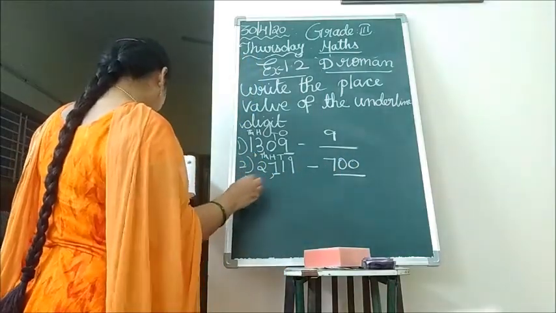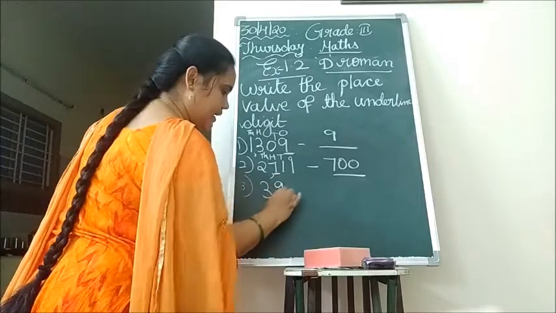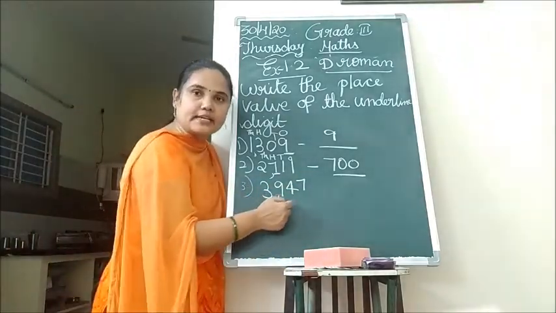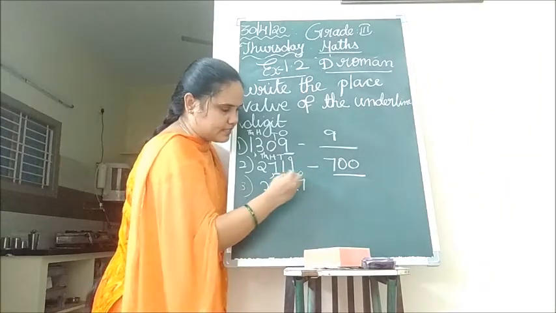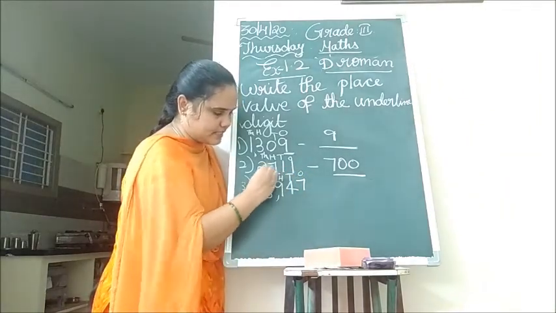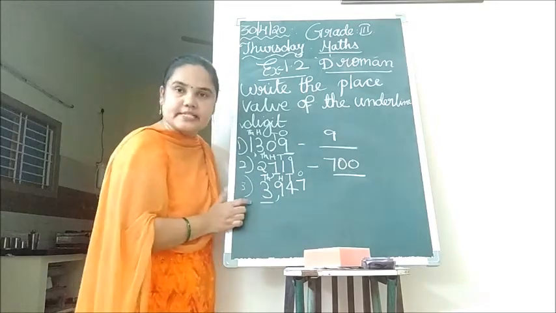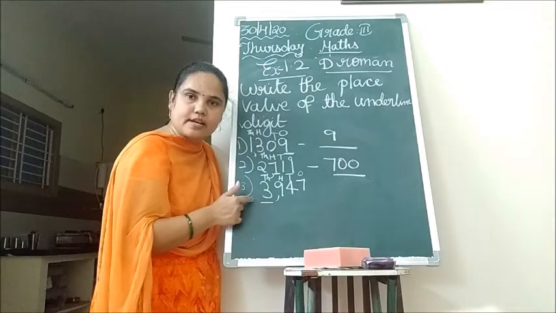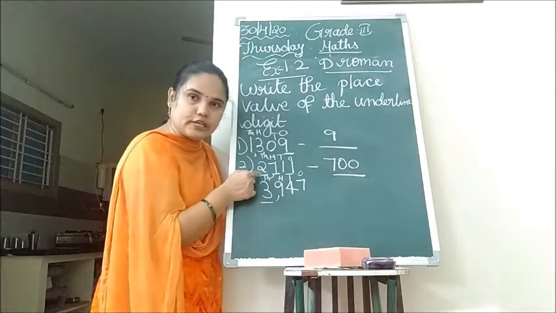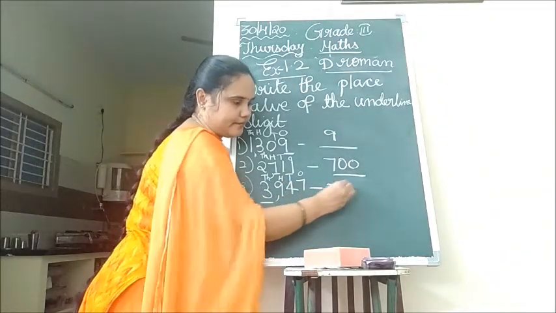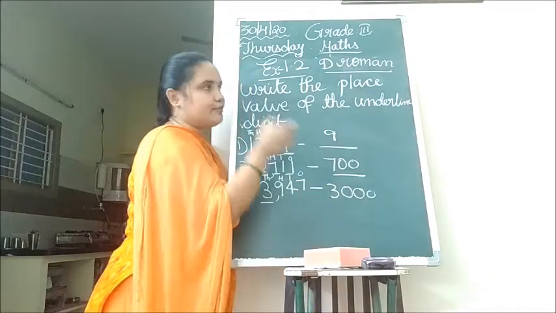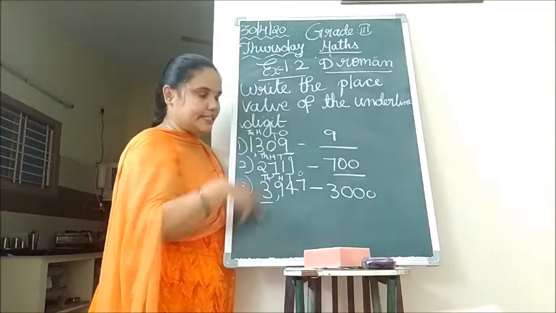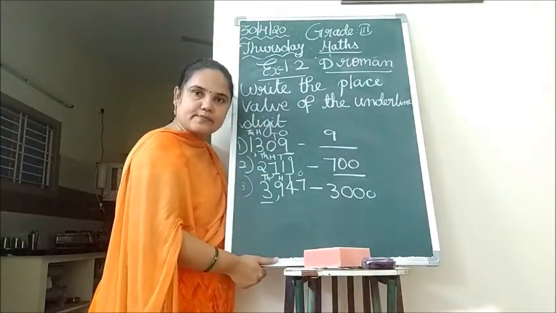One more example. 3947. What is this number? 3947. Write the places: ones, tens, hundreds, thousands. Which digit is underlined? 3 is underlined. 3 is in which place? Thousands place. So what is the value of 3 here? 3 into 1000, 3000. Place value means we write the place value only for the particular digit. Did you all understand, children, how to write the place value?